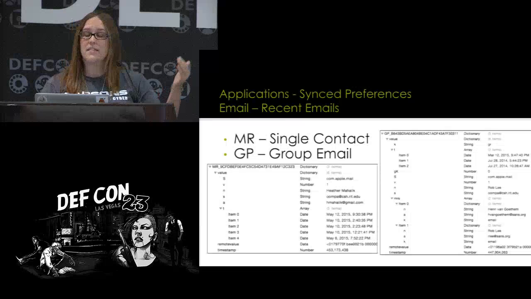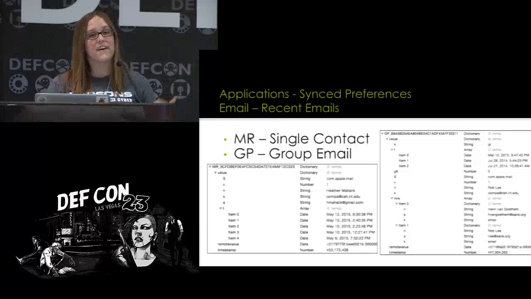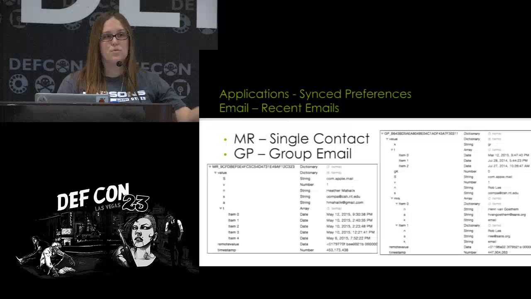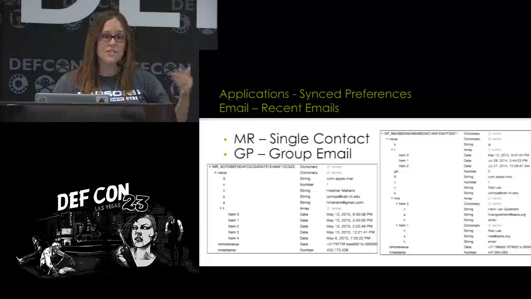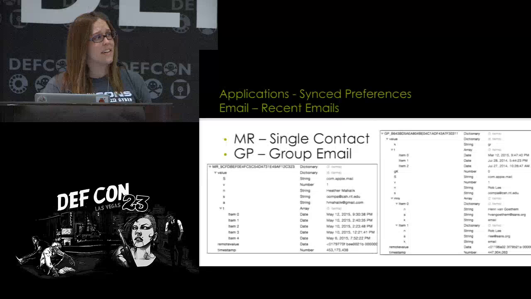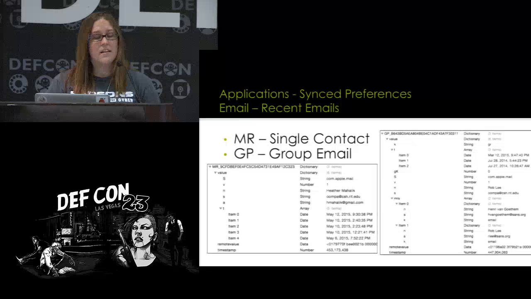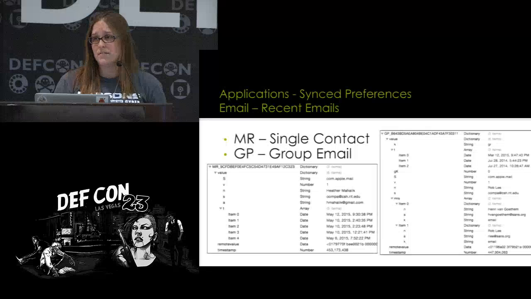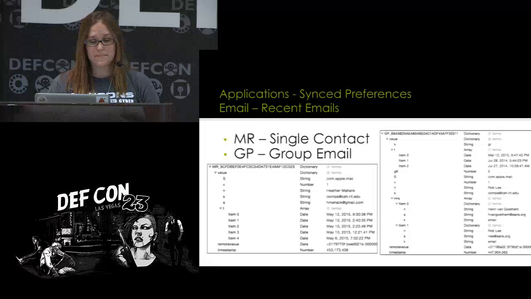Best I can tell, it's the last five, the most recent five dates associated with that contact. And that's messages going to and from. So not just to a certain person, but both directions. And it also has the client that's been used. In this case, it's com.apple.mail, which is the default mail application on OS X.